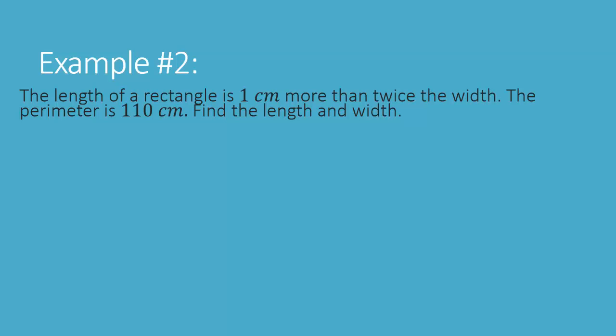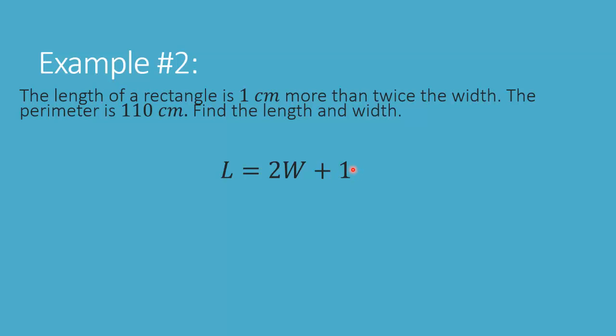So first we need to know, what do we know? The first thing we're going to do is look at the first sentence. The length of the rectangle is 1 centimeter more than twice the width. So we know that the length, which we'll call L, is equal to 1 centimeter more than twice the width. So we have L equals 2W plus 1.